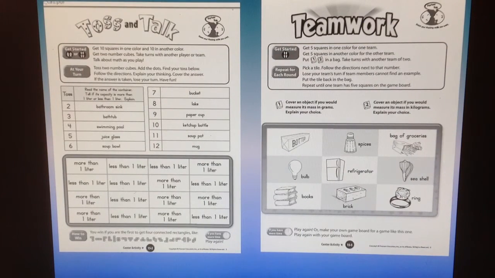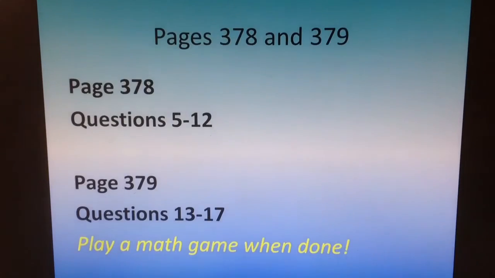We got ready to play a game when we were done with the textbook, and that was it for today.